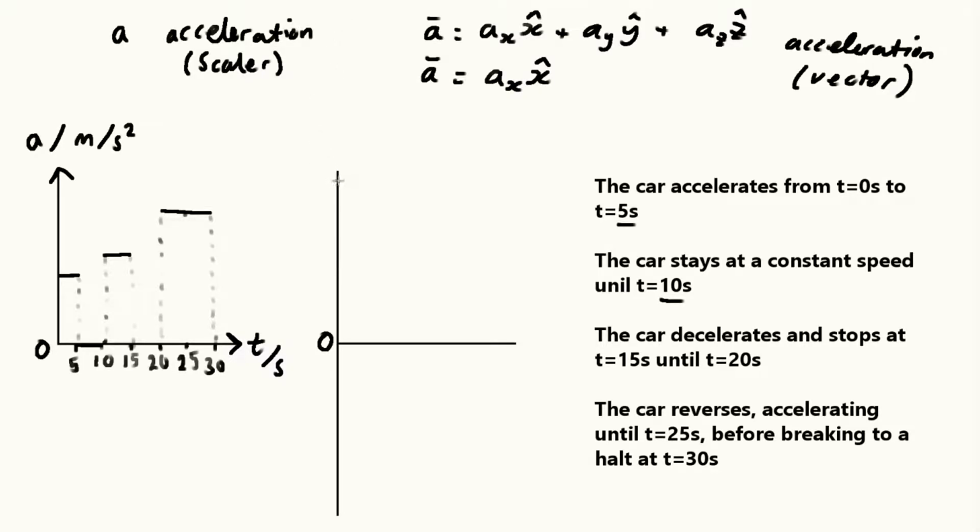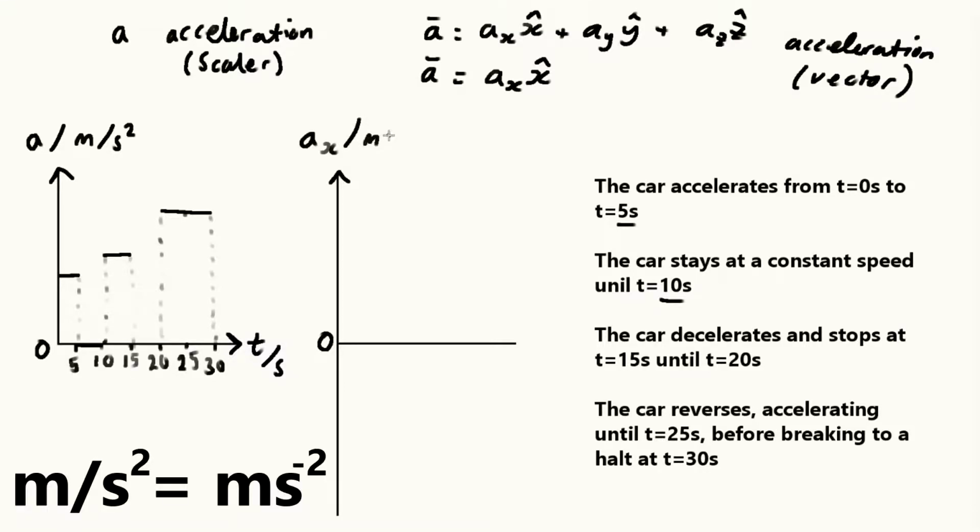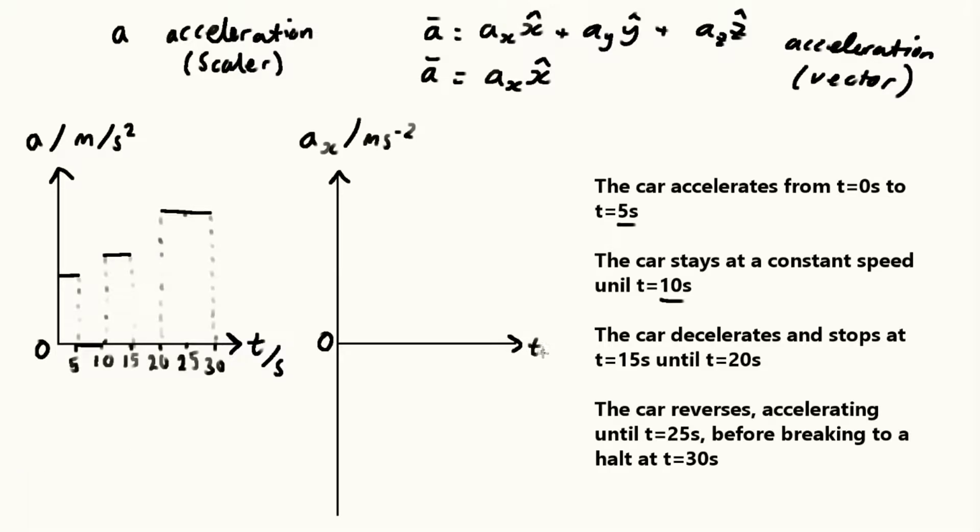Let's move on to the acceleration vector graph. We're going to draw a_x with the units meters per second squared. Then we're going to draw t with our unit seconds, and then mark on our times of 5, 10, and multiples of 5 all the way up to 30 seconds. The beginning is going to look very much the same, as we have an acceleration from t equals 0 to t equals 5 seconds. This will be denoted by a line, as our acceleration is positive going in the forward direction.